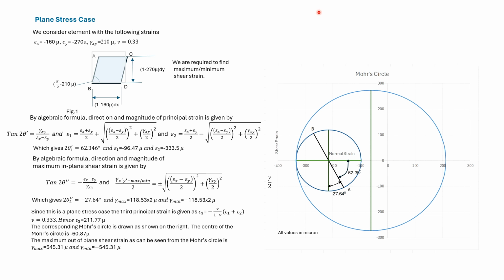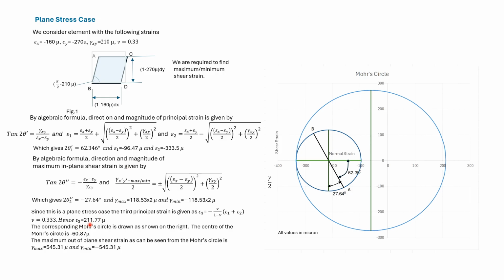We now look at the Mohr circle. Point A has the x-coordinate as -160 and gamma xy by 2 as -105. For point B, epsilon is -270 and gamma xy by 2 is 105. So we can form the in-plane Mohr circle of strain.